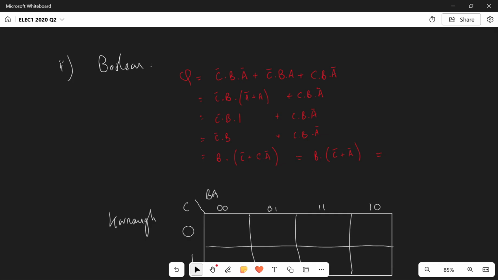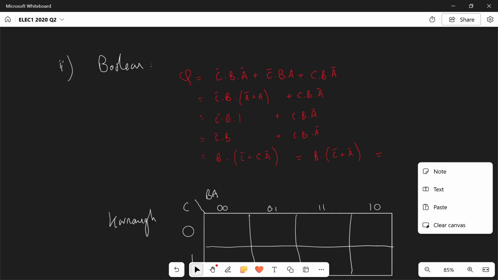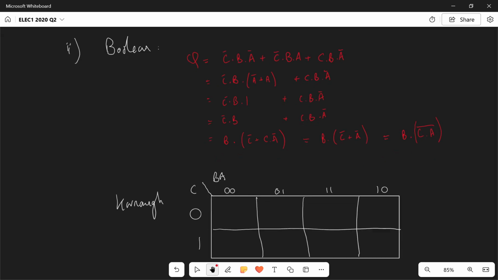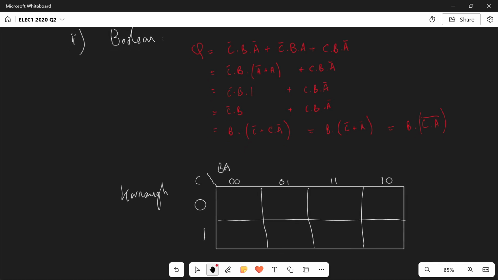It can be made slightly simpler by using some De Morgan's, and hopefully you recognize that in that bracket that can be changed into the NAND of C and A, and that would just be 2 gates. And just to make sure that we're separating out the parts, we can see we've got a NAND gate there and then an AND gate with B. Right, we should be able to do exactly the same using Karnaugh maps.